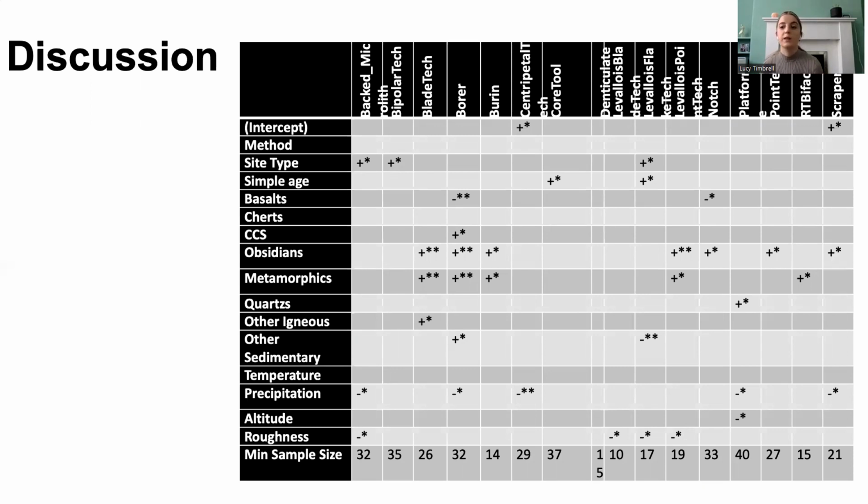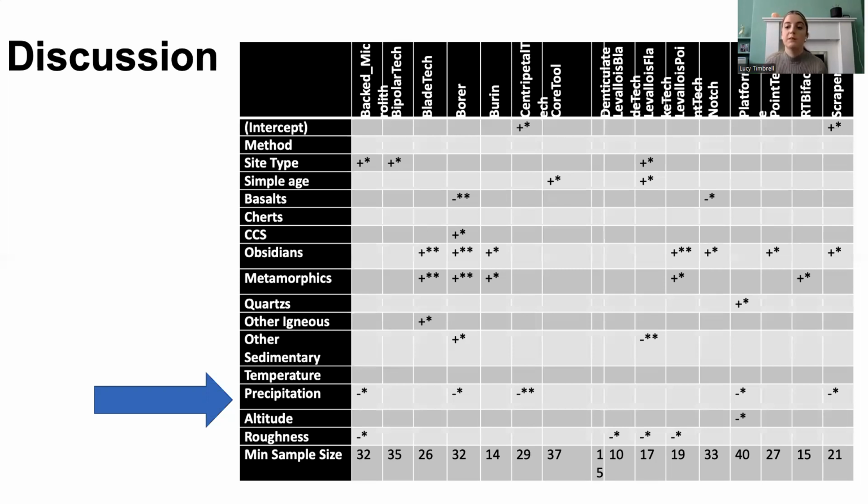So we decided to examine this further to look at the presences and absences of individual technologies by a binary logistic regression. So this table looks a bit scary, but it basically shows the statistically significant relationships and the direction of the effects between the individual tool types along the top and the other variables in the data set, whilst controlling for all other factors. So this shows that statistically significant decreases in the probability of backed microliths, borers, centripetal technology, platform cores, and scrapers occur in assemblages as precipitation levels decrease after controlling for all other variables in the analysis.